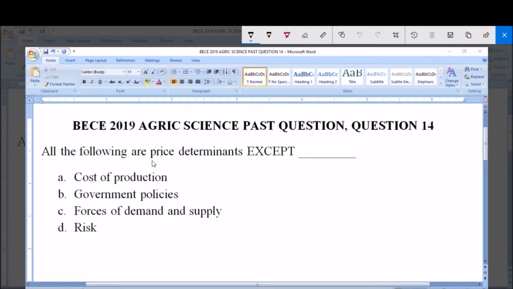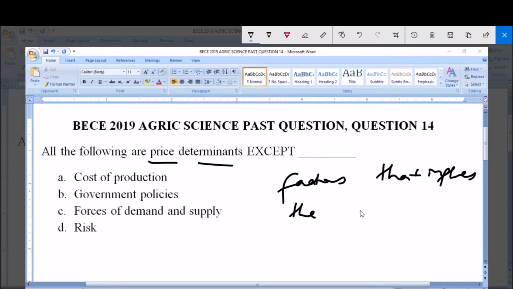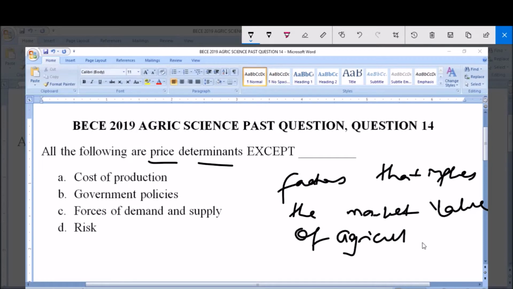Price determinant here simply means what? Factors. Price determinant simply means factors that influence the market's value of agricultural products. That is, these factors determine the cost of agricultural products in the market.